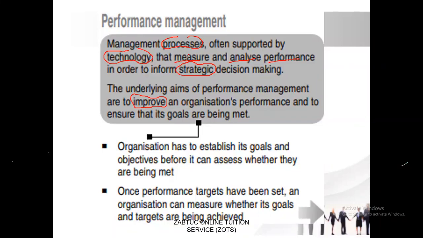I was saying that the second part of this definition is important for me because it says the underlying aim of performance management, or we can say the underlying aim of APM, is to equip us with skills to help organizations improve their performance. So you people are being equipped with skills to help organizations improve their performance. What else? And to ensure that its goals are being met.